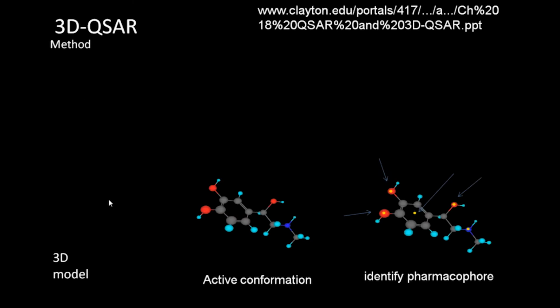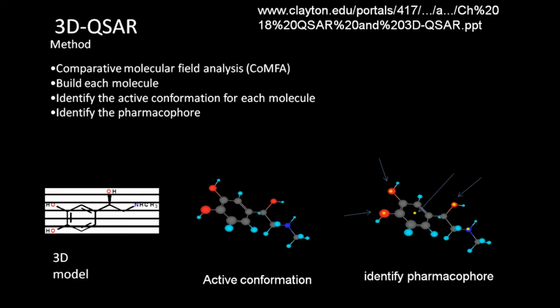Okay, let's look at how it works. Imagine you have a simple molecule like this, and this could be the conformation of the molecule. You identify the pharmacophores of this molecule. Pharmacophores could be, say, a hydrogen bond acceptor, because these are all oxygens, or it could be a hydrophobic centroid. These could be the pharmacophore.